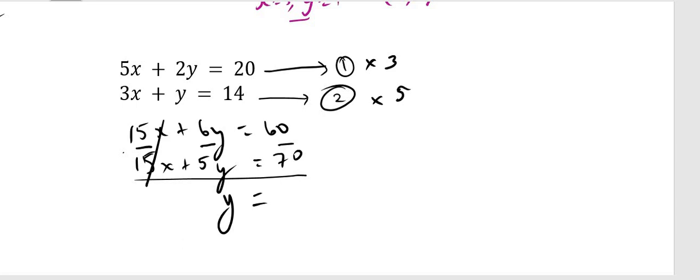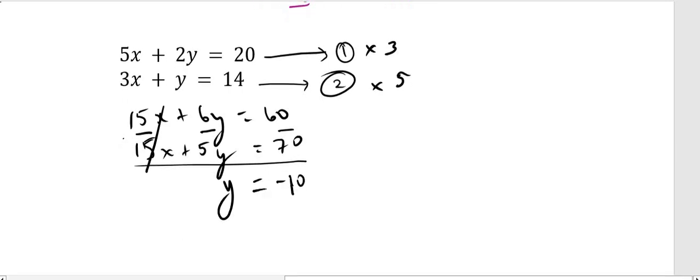Think about it. You're taking from 60, 70. So you need to go negative what? Negative 1. To move from 60 to 70, how much is that? 10. Negative 10. Okay, good. Next.